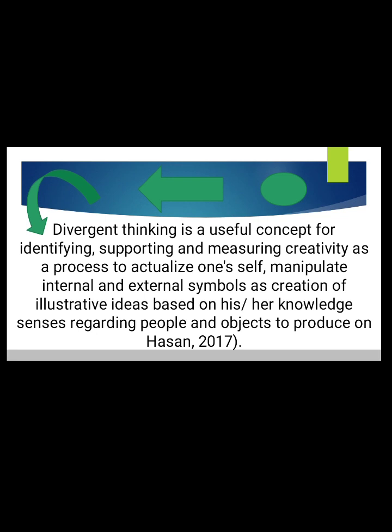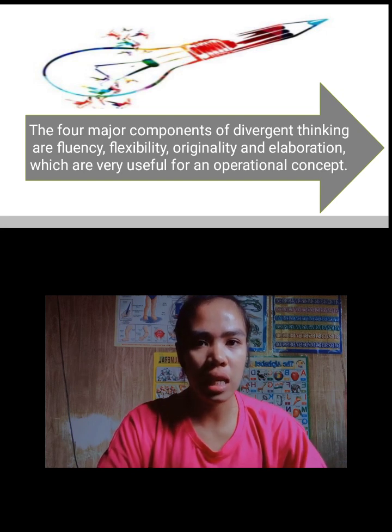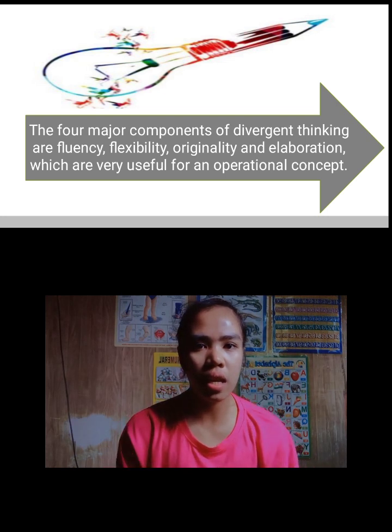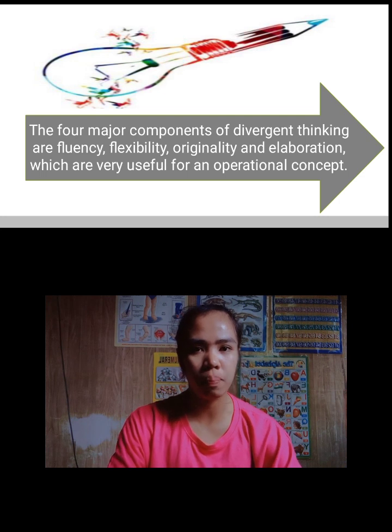Divergent thinking is a useful concept for identifying, supporting, and measuring creativity as a process to actualize oneself, manipulate internal and external symbols as creation of illustrative ideas based on his or her knowledge and senses regarding people and objects. There are four major components of divergent thinking, and these are fluency, flexibility, originality, and elaboration, which are very useful for an operational concept.